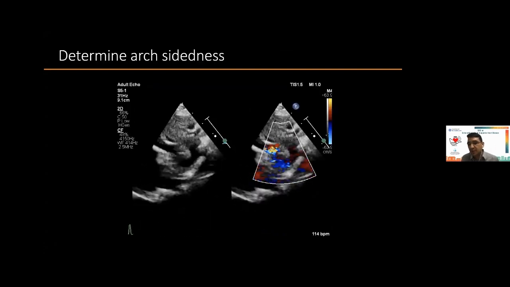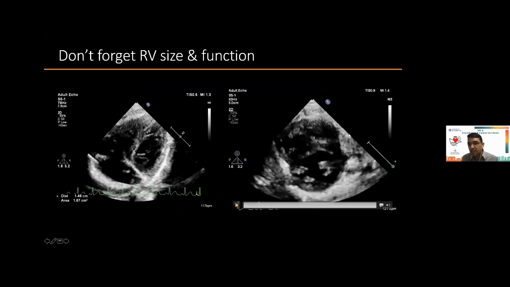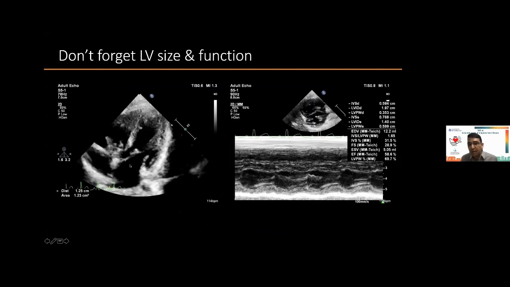Here it is left-sided aortic arch. Don't forget RV size and function. So you look at the tricuspid valve annulus, you look at the RV function and LV function. You also look at the mitral valve annulus and the LV size, so that later on you're not finding any challenges in the post-op period.